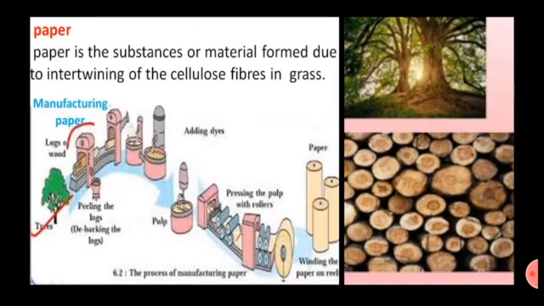Paper. Paper is the substance or material formed due to the interweaving of the cellulose fibers in grass, wood, rags or waste paper. Thus, paper is a kind of network of cellulose fiber. In the picture you can see the process of manufacturing paper.